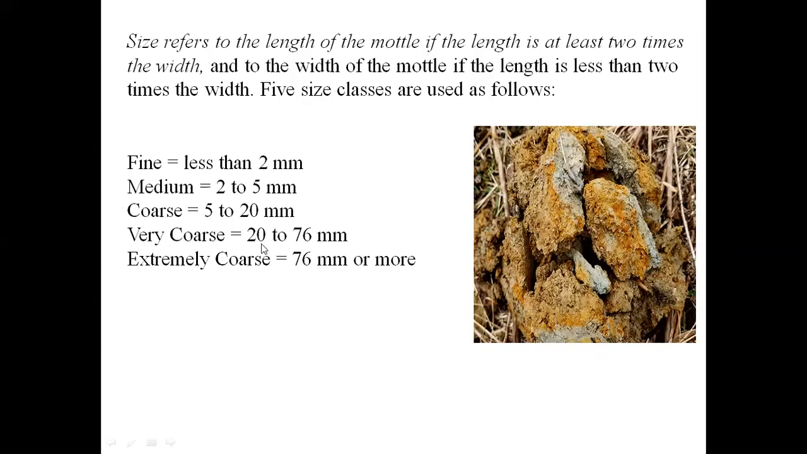If the mottle is 20 to 76 millimeters, it is very big and very lengthy, with more length than width. That is called very coarse. Extremely coarse means more than 76 millimeters. I hope you have understood this, students. Fine, medium, coarse, very coarse, and extremely coarse. Please note down these notations.